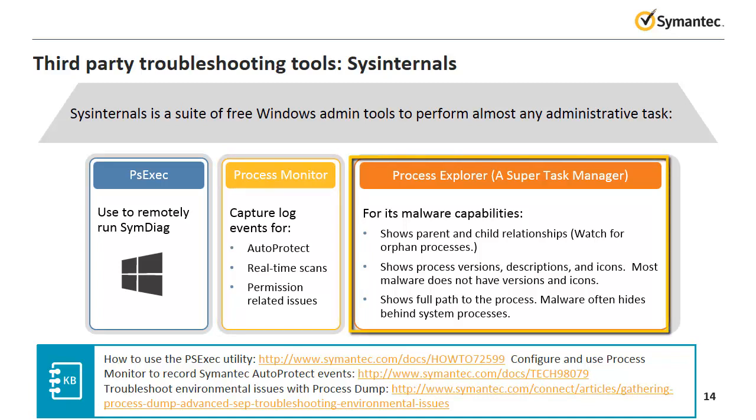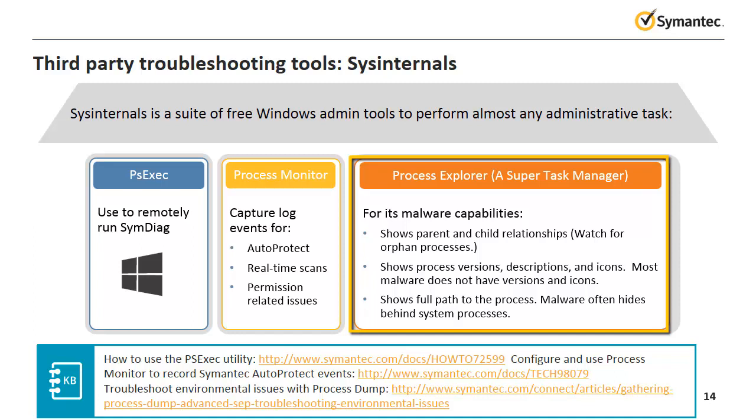Process Explorer is another Sysinternals utility that is popular for its malware detection capabilities. It shows both parent and child relationships, including orphan processes. Orphan processes are suspect as threats because sometimes they impersonate Windows processes such as Explorer.exe. You can look at the process version, description, and icons. Most malware does not have version and icons.